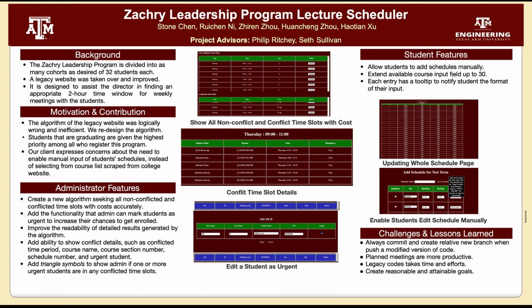Third, understanding legacy code is the most time and effort consuming task among all, but it is very important because it is the way we know how and where we should start the project and what we should do to improve the project. Lastly, setting up reasonable and attainable goals each week is important for us to step forward in a timely manner and eventually complete the project.